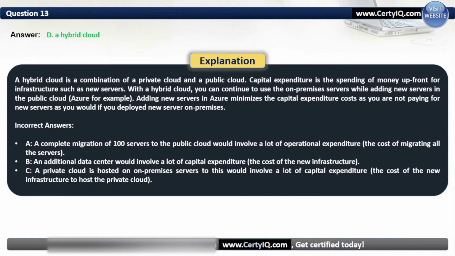A hybrid cloud is a combination of a private cloud and a public cloud. Capital expenditure is the spending of money upfront for infrastructure such as new servers. With a hybrid cloud, you can continue to use the on-premises servers while adding new servers in the public cloud. Adding new servers in Azure minimizes the capital expenditure costs as you are not paying for new servers as you would if you deployed new servers on premises.